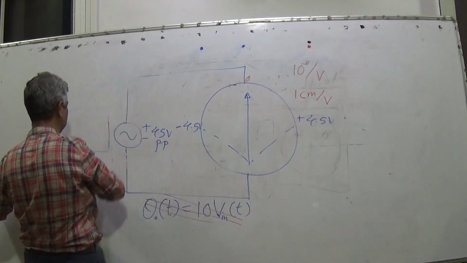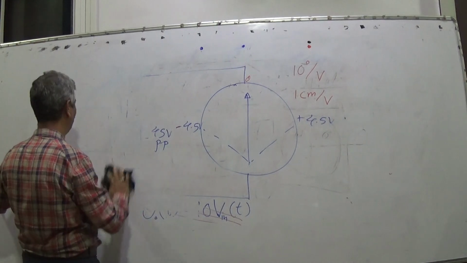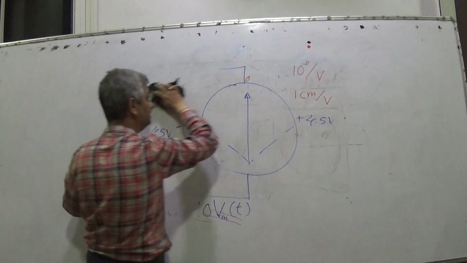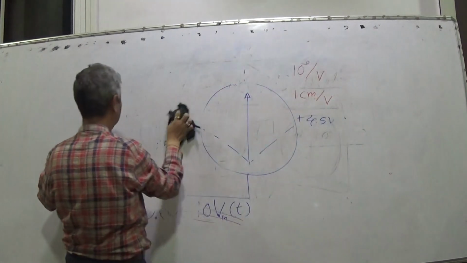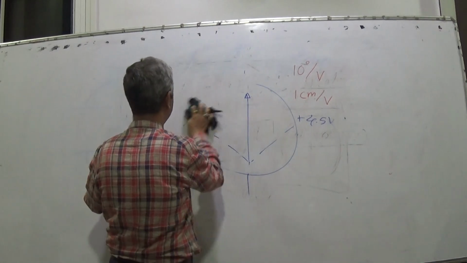Now the question is, if this cannot be there, then what will be there? What will be the system equation which will by and large satisfy the observations?